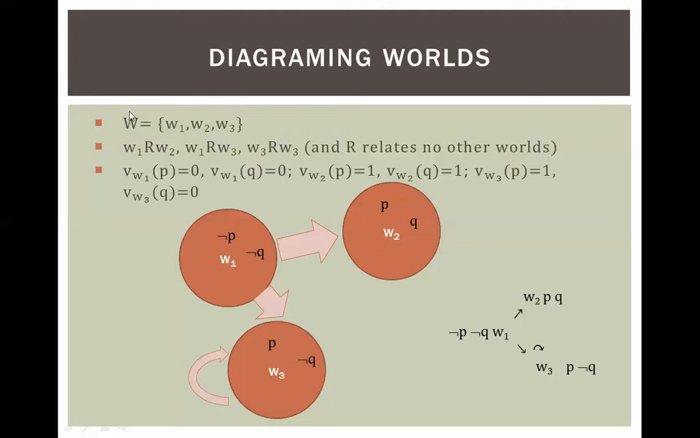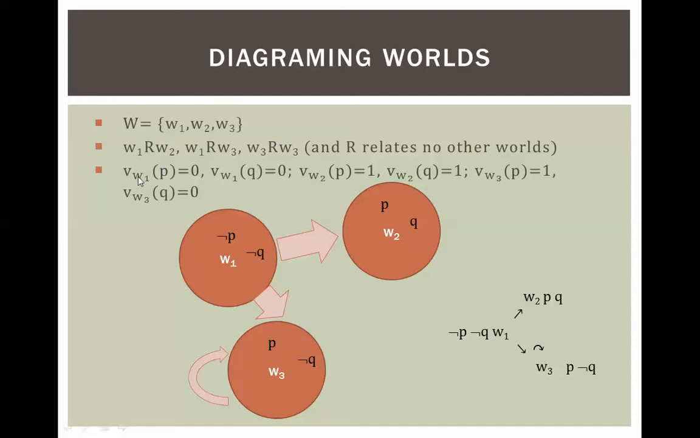First, the set of worlds that we have available here, that's a capital W, equals, and here is the set sign, world 1, world 2, and world 3. Those are your three worlds. And then you have these relations. Here's what R does. R relates world 1 to world 2. It relates world 1 to world 3. And it relates world 3 to world 3. So here's 1 to 2, here's 1 to 3, and here's 3 to 3. But you don't usually have to write this, and R relates no other worlds. So we've captured all the relations.